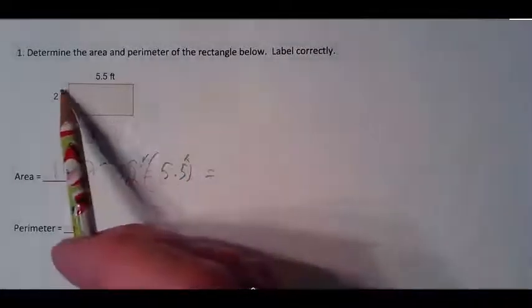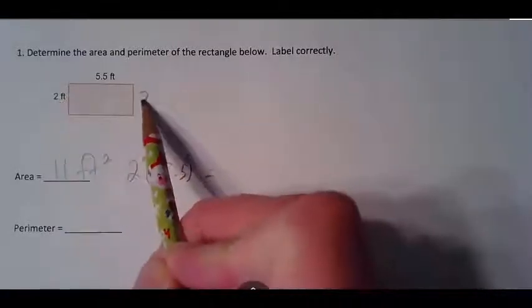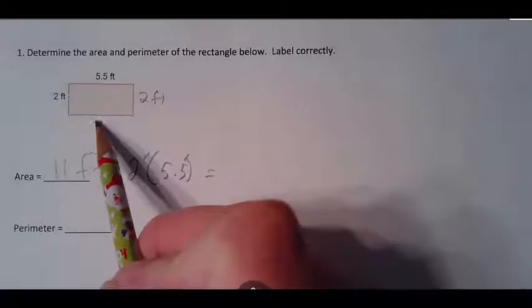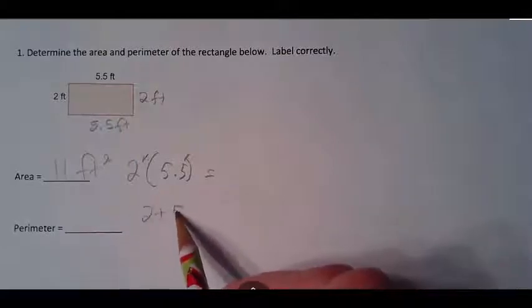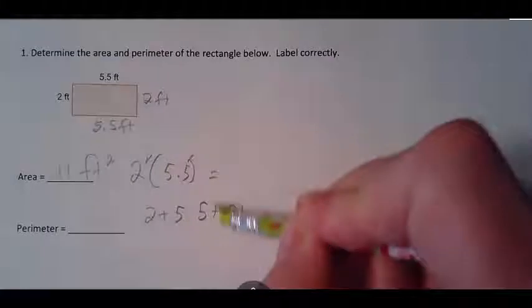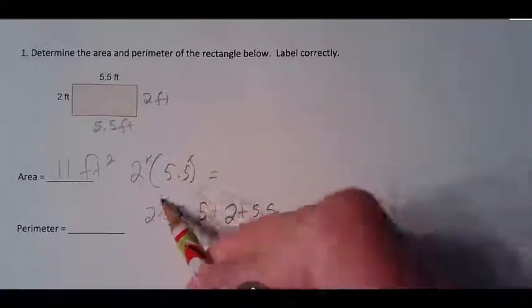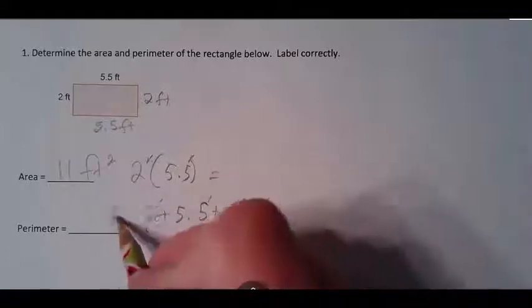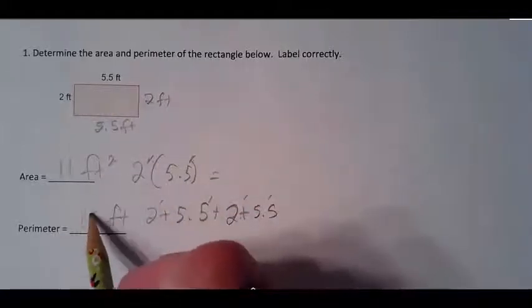Perimeter is just a distance around the outside. So if this is 2 feet here, that means this is 2 feet across from it. If this is 5.5 feet on the top, it means we have 5.5 feet on the bottom. If you add up all 4 side lengths, they're all in feet. When you add it up, you'll get feet. You can get 15.